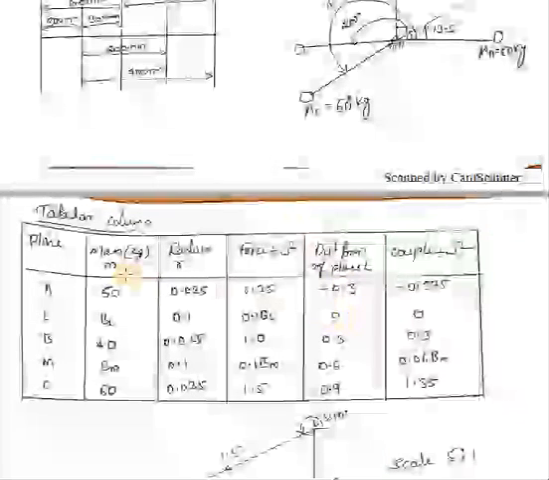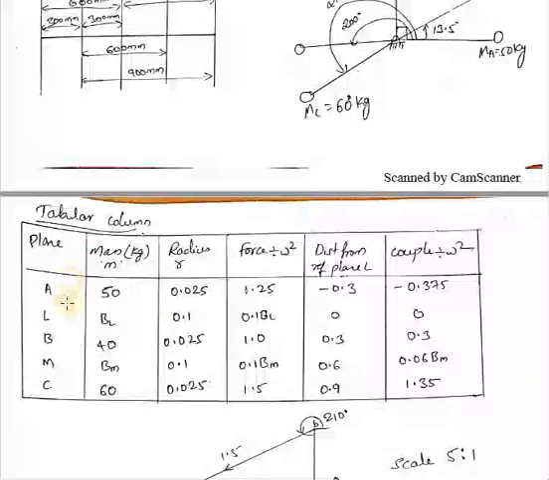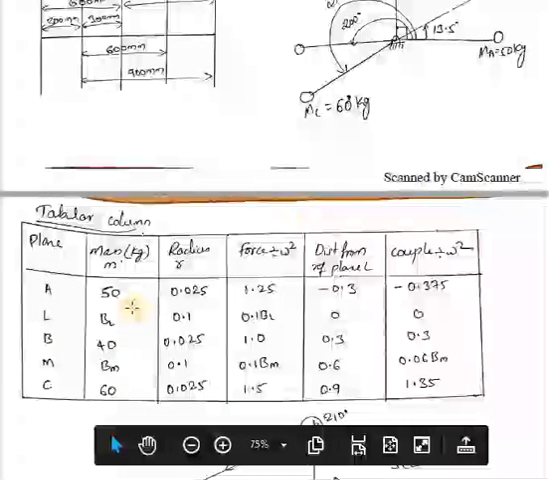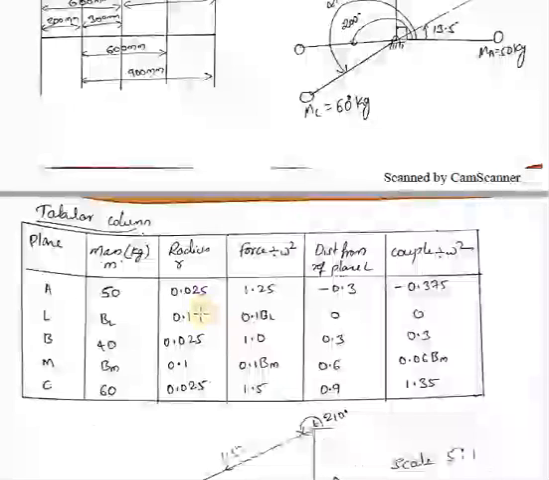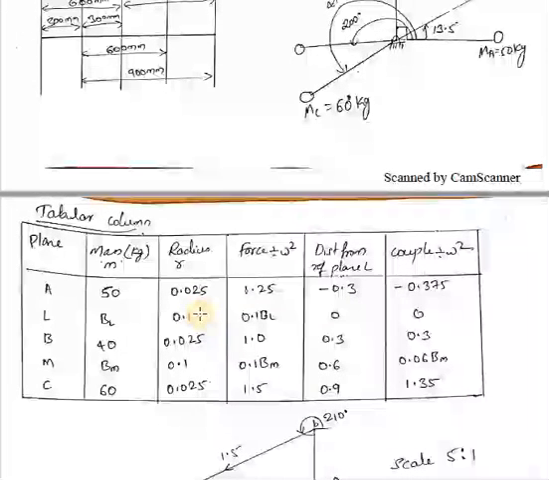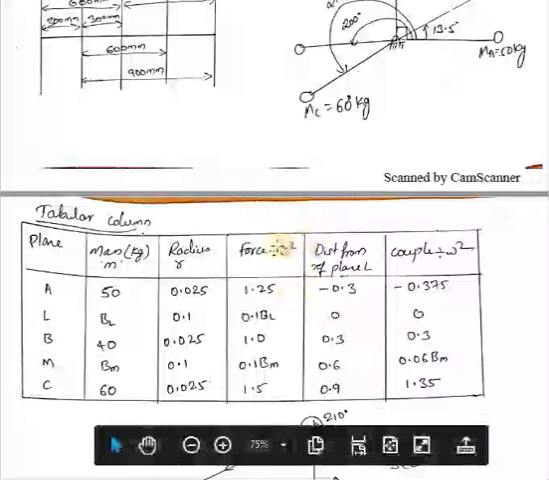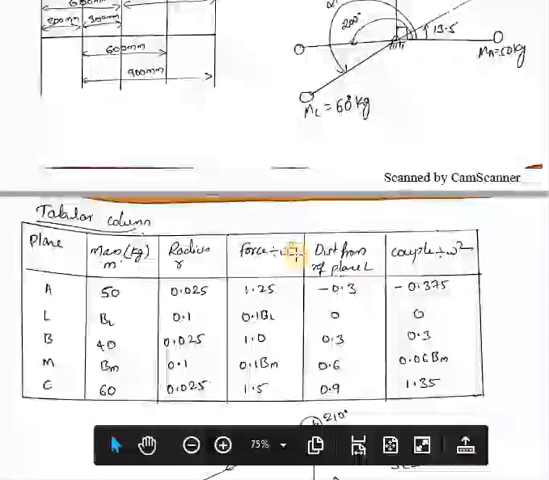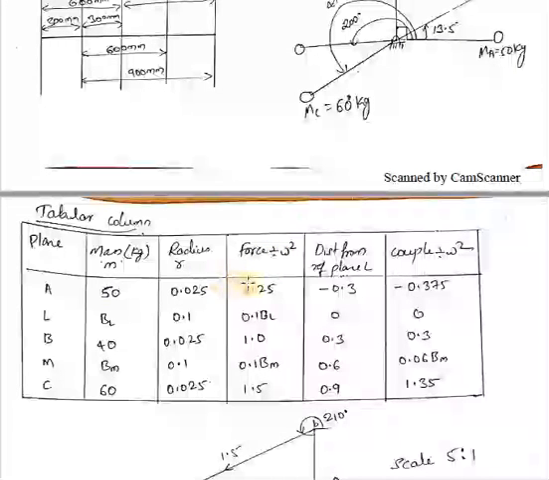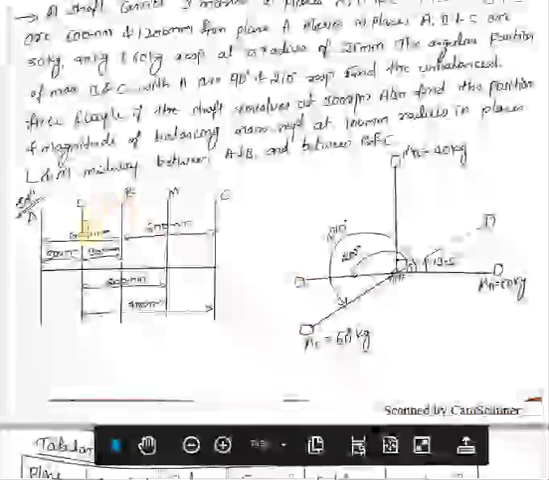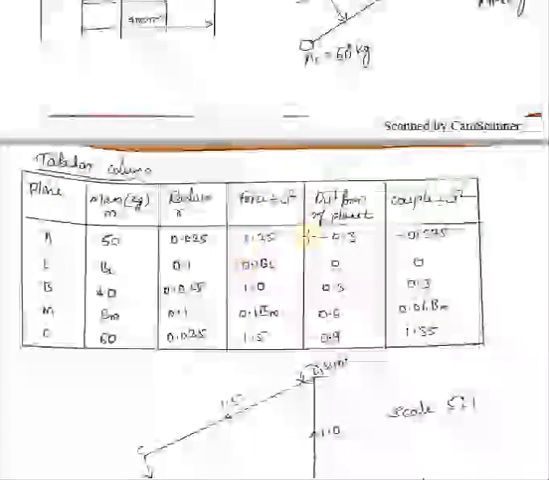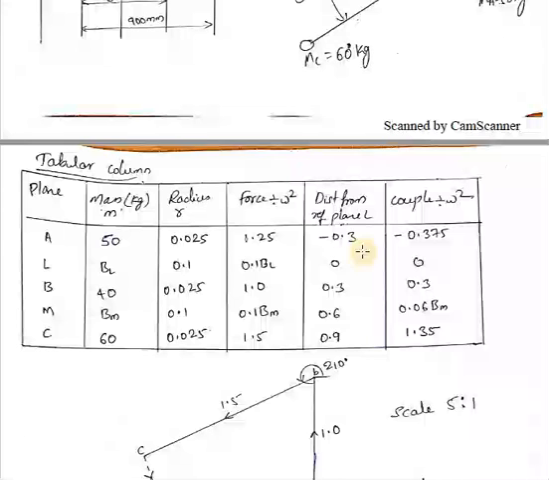Then construct the tabular column. So here in the first column it is plane A, L, B, M, C, 50, BL, 40, BM and 60. Radius of rotation for A, B, C he has given as 0.025, and for the balancing masses he has given 0.1. So here you cannot write force divided by omega square into r. You have to write only force divided by omega square, then force will be M into R. Multiply these two, write the terms here. Then distance from reference plane. So here I have taken L as the reference plane. Then couple, that is force into distance from reference plane.